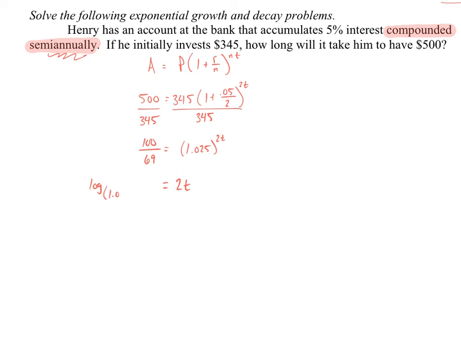So that 1.025 is your base, and 100/69ths is what we are going to use as our argument. And that's what we call this piece right here. Lastly, we have to get time by itself. So we clearly need to divide both sides by 2. So time in this case is going to equal log base 1.025 of 100/69ths divided by 2.